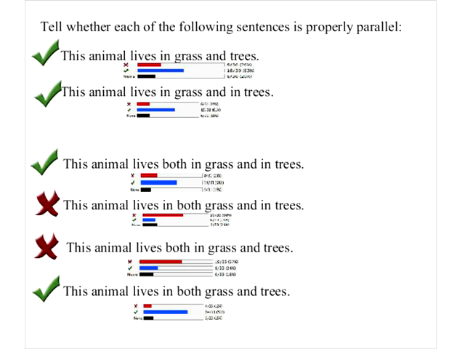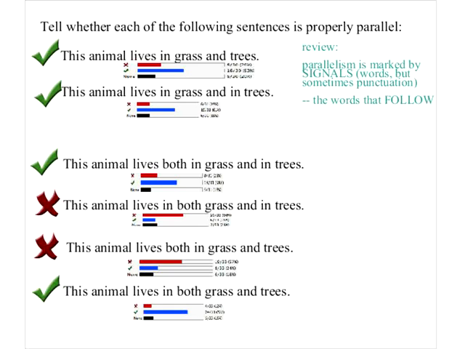a horribly long time. But review, remember that parallelism is marked by signals, which are usually words but sometimes punctuation, such as commas. Okay, and then the words that follow these signals must be included in parallel structures. So let's look at these four first. In the text box, go ahead and type, what are the signals in these four sentences? There's no punctuation, but which words are signals in those?